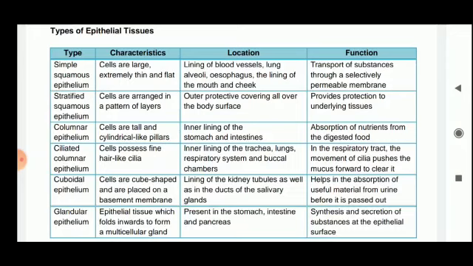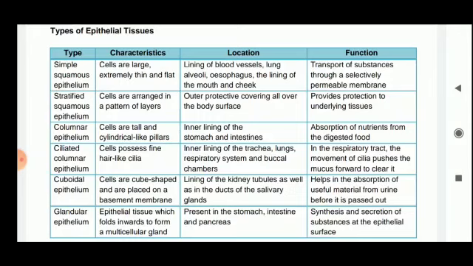Now the fifth type is cuboidal epithelium. Cells are basically cube shaped, that is why the term cuboidal is given. The cells are cube shaped and are placed on a basement membrane, and the location is the lining of the kidney tubules as well as the ducts of the salivary glands, and basically it helps in the absorption of useful materials from urine before it is passed out.